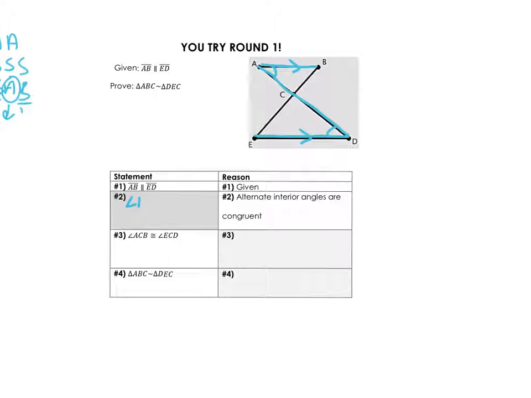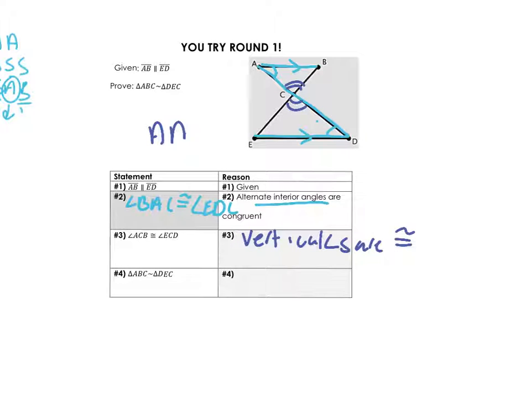So angle BAC is congruent to angle EDC. And that's because those are alternate interior angles, and they're congruent. The second one they kind of gave you is these 2 angles are equal. And those are the vertical angles. So vertical angles are congruent. So I have 2 angles the same. That's angle, angle, and that's enough to prove these are similar triangles.